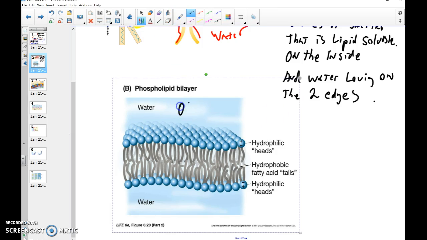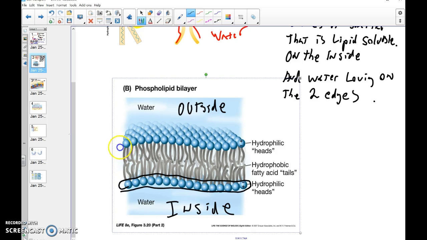And here we have the outside of a cell, and here we have the inside of the cell. And this part of the lipid bilayer and this part of the lipid bilayer love water. They want to mix with water. They sit with water. They mix with the solvent water. That's why we say they're hydrophilic.